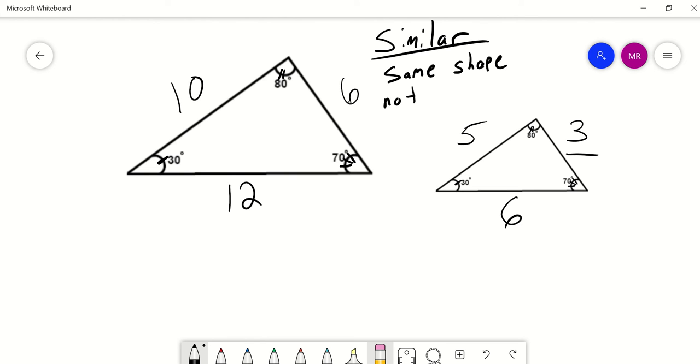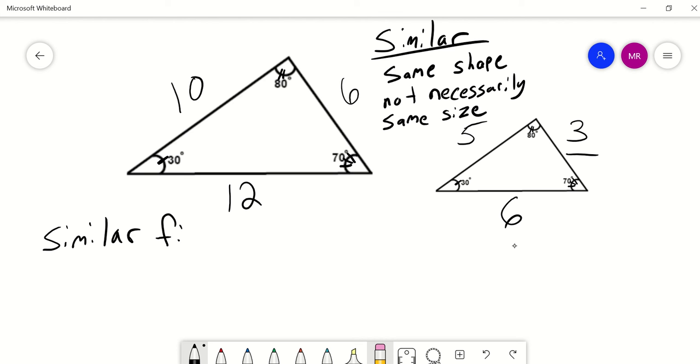and not necessarily the same size, okay? Now, if they are the same shape and they are the same size, they are congruent. So congruent figures are similar. Not all similar figures are congruent. So these two are similar but not congruent. So we would just say these are similar, okay? So these are similar figures here.